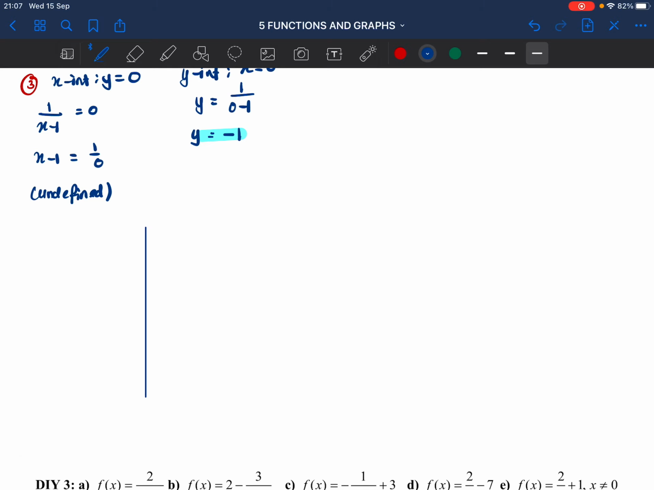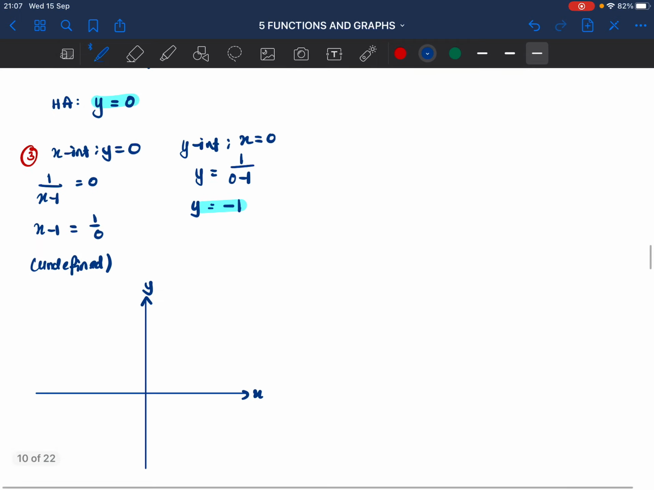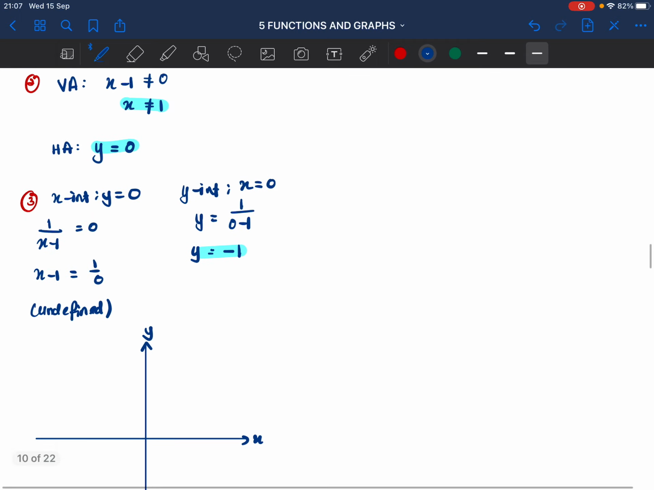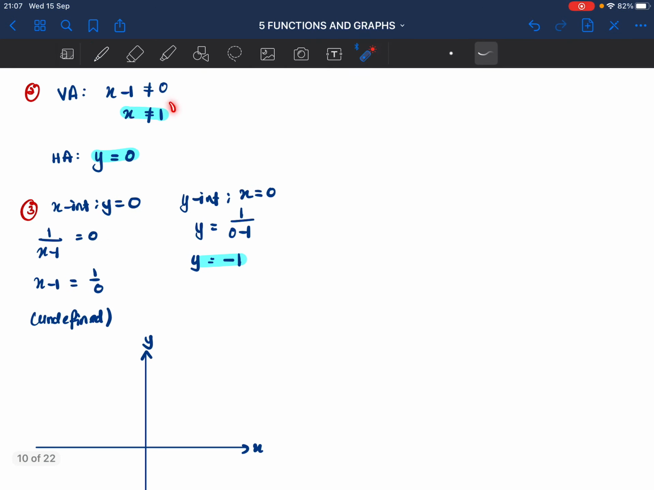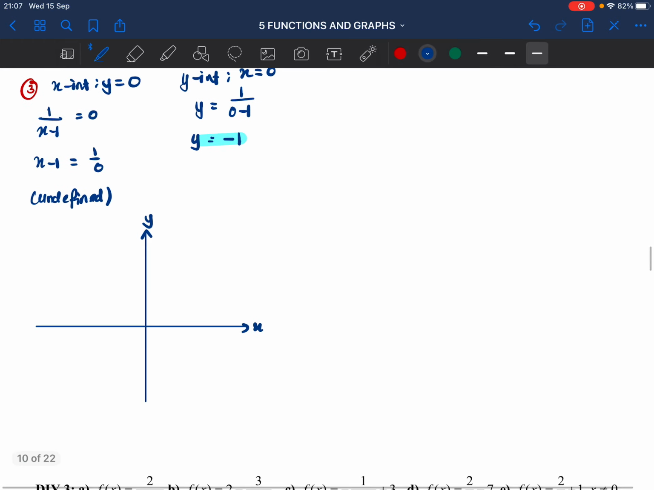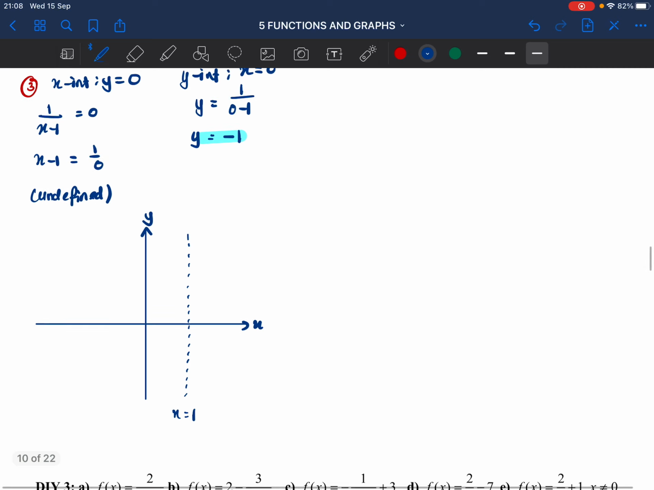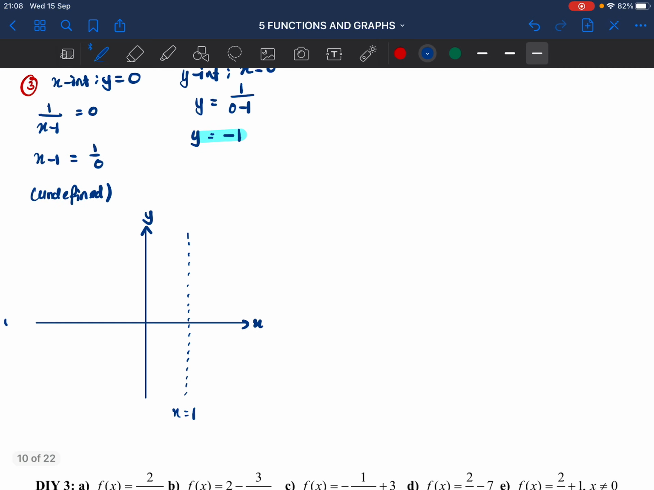Axis, remember every time you draw your axis, always put your x and y. Okay, terus bubuh. Okay, so the first thing that you have to write is your vertical and horizontal asymptote. So we have our vertical asymptote x equals to 1. So here we are going to have x equals to 1 here. Positive 1 kan? So x equals to 1. Okay, and then our horizontal asymptote is y equals to 0. So here is y equals to 0. Okay, x-axis kita ini ialah y equals to 0.